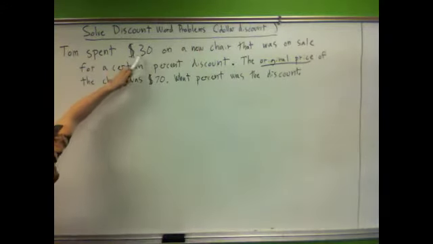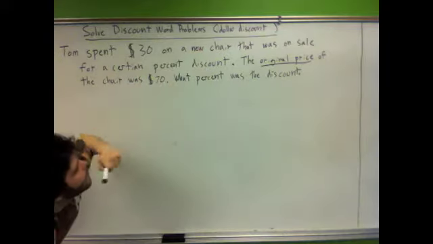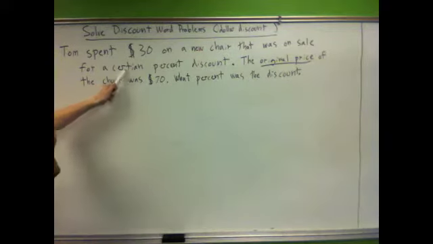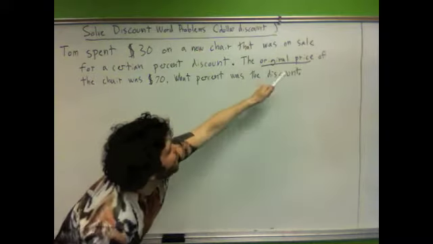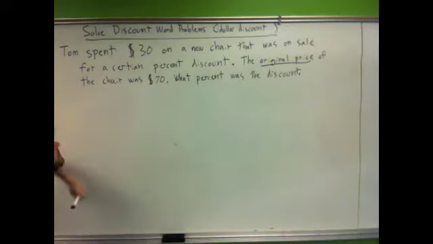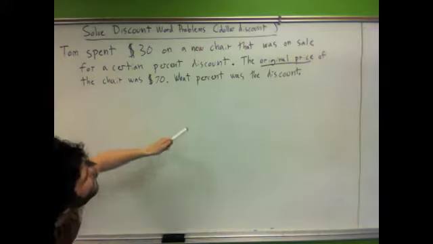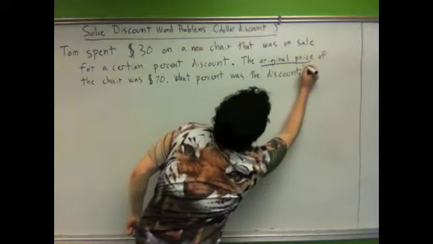Tom spent $30 on a new chair that was on sale for a certain percent discount. The original price of the chair was $70. What percent was the discount?